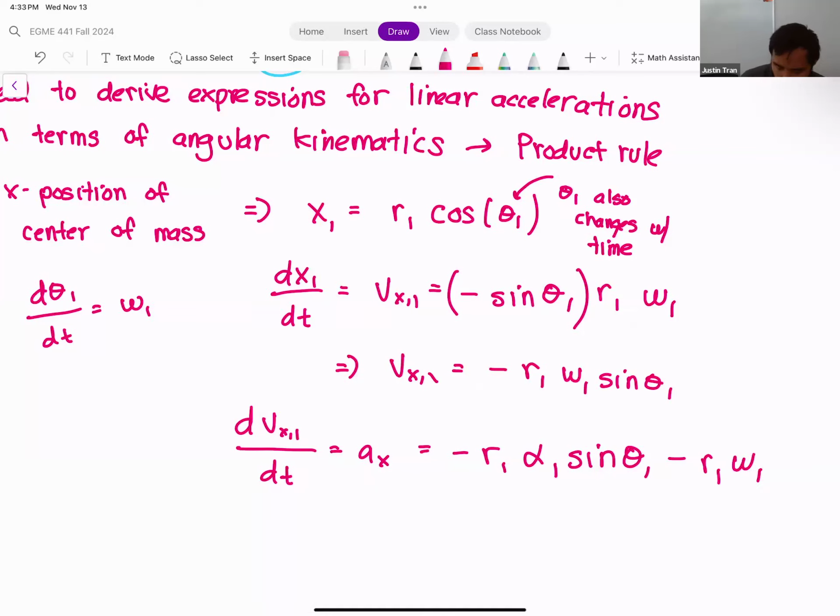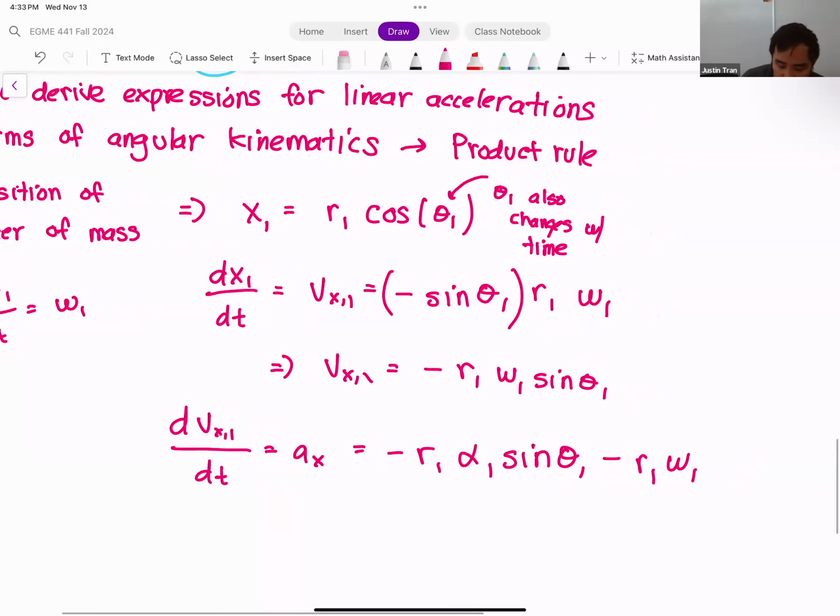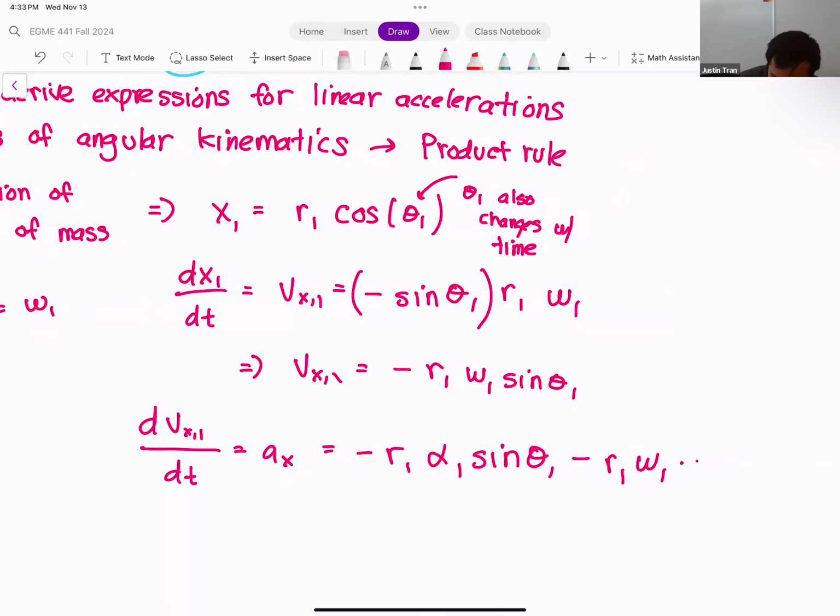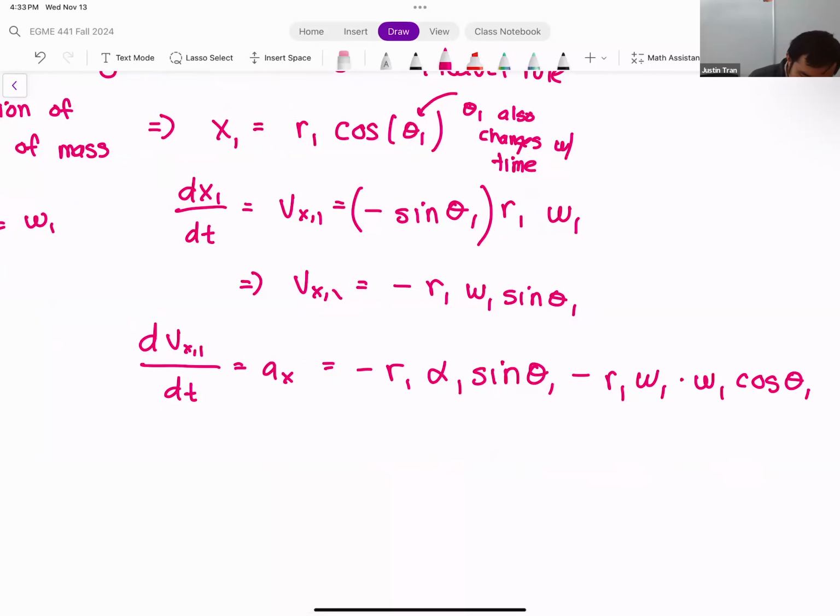All right, and then we have minus R1. We're going to take the derivative of the second term now. So that omega 1 is just going to come down. So the second term is derivative of sine theta 1. And so we're going to have another omega 1 that comes out due to the chain rule. And then cosine theta 1. And so if we simplify this, there's not that much to simplify. So we have ax is equal to minus R1 alpha 1 sine of theta 1 minus R1 omega 1 squared cosine theta 1.